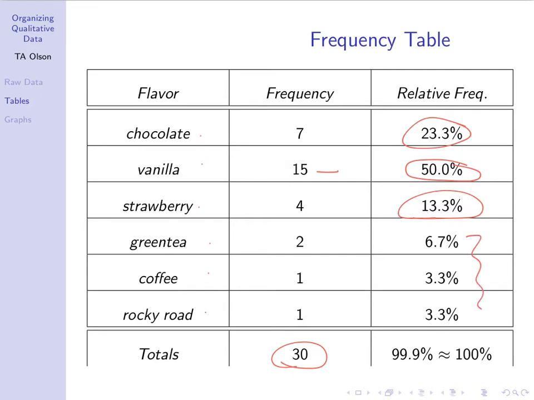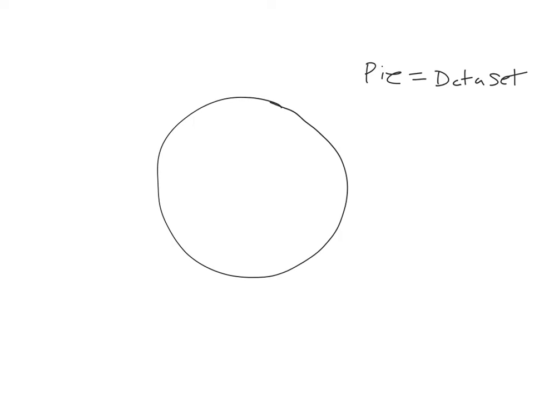Now what we're going to be doing is looking at a visualization of this data in 2 different ways. First a pie chart, then a bar chart. The basics of a pie chart go like this. We're going to draw a circle, a pie. This pie is going to represent the entire data set. So the entire pie is 100% of the data.